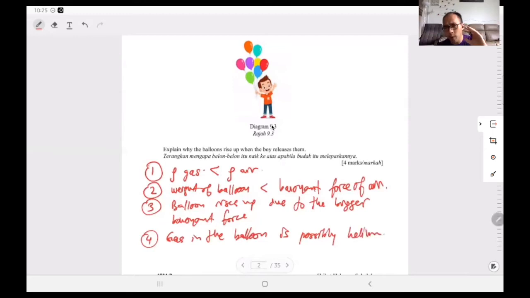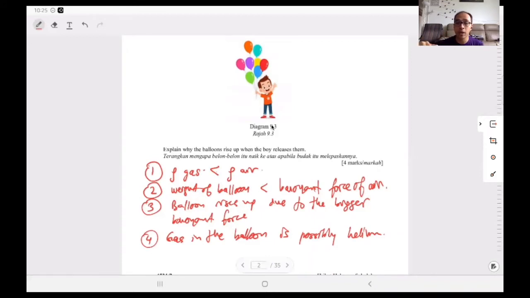Okay, just to make sure that we have all the 4 points. In the scheme, actually, dia bagi 3 points saja. But this is a 4 mark question. And I would say that maybe the fourth mark comes by specifically mentioning jenis gas yang ada di dalam balloon lah.